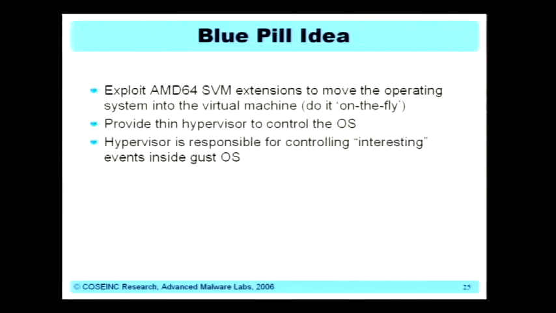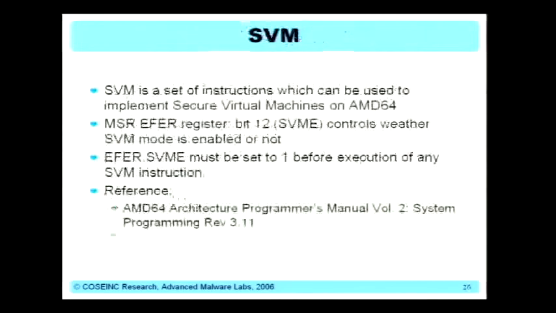The idea behind BluePill is to exploit the SVM extensions of AMD. Actually, the idea is very similar to what Dino presented just a few hours ago, but he did it on Intel VT, and I did it on SVM. So the idea is to provide a very thin hypervisor, which will control the OS, and the hypervisor will be responsible for intercepting any interesting events. Which events are interesting depends on what we want to implement: keylogger, kernel backdoor, whatever. I'll tell you later why. I'll just show you a demo movie.